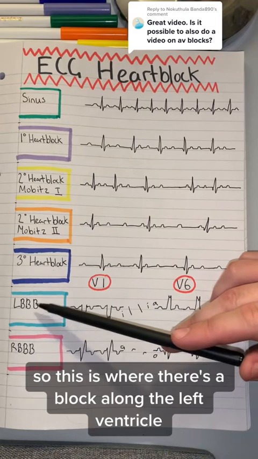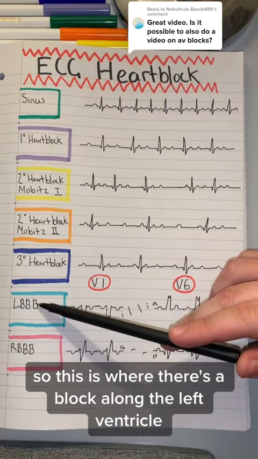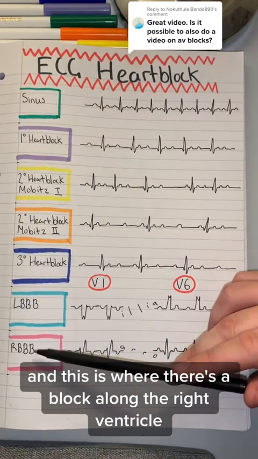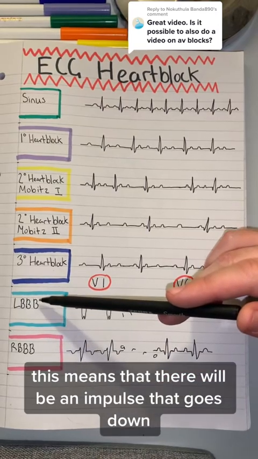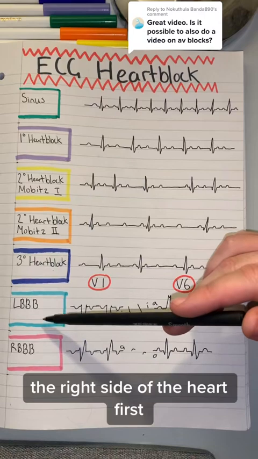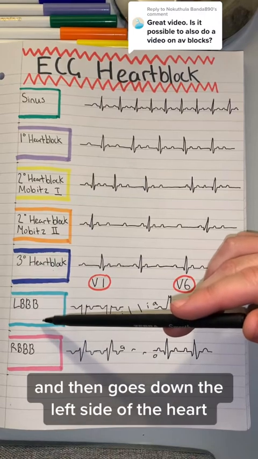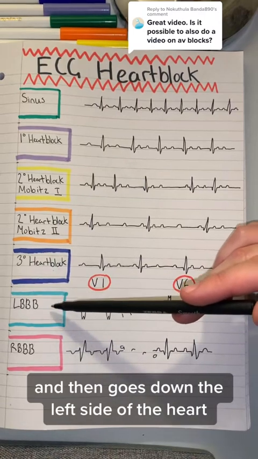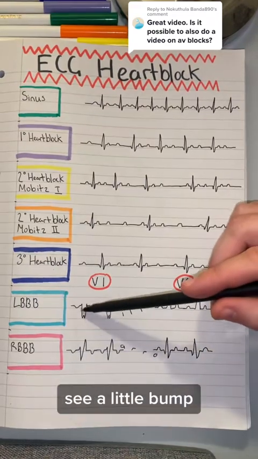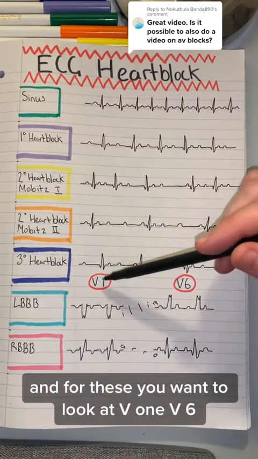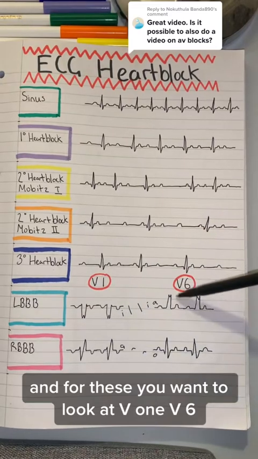So this is where there's a block along the left ventricle, and this is where there's a block along the right ventricle. This means that there will be an impulse that goes down the right side of the heart first, and then goes down the left side of the heart. So you'll get a little bump on the ECG. That's what we see here, see a little bump. And for these we want to look at V1 and V6.